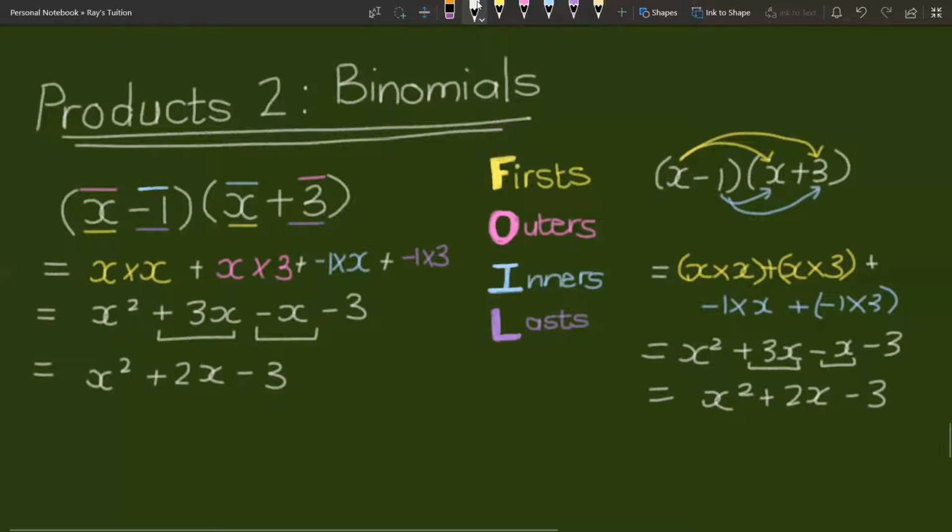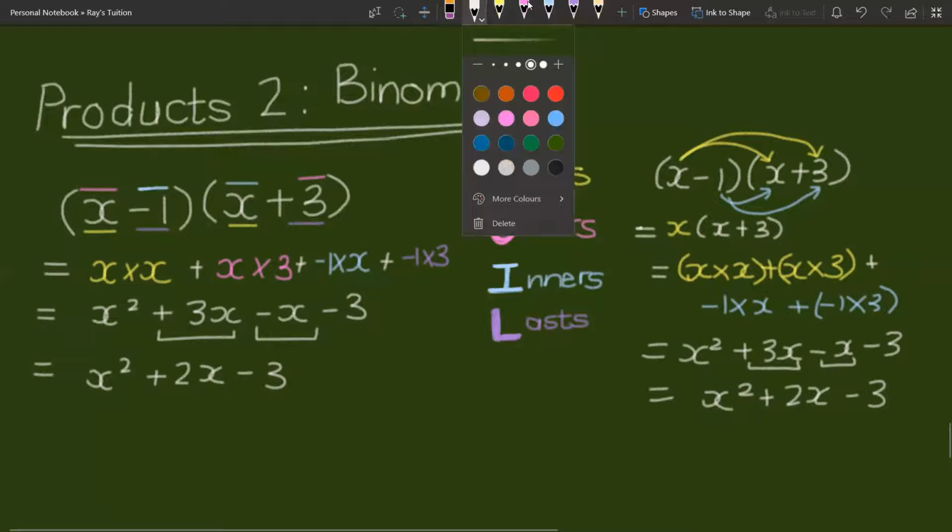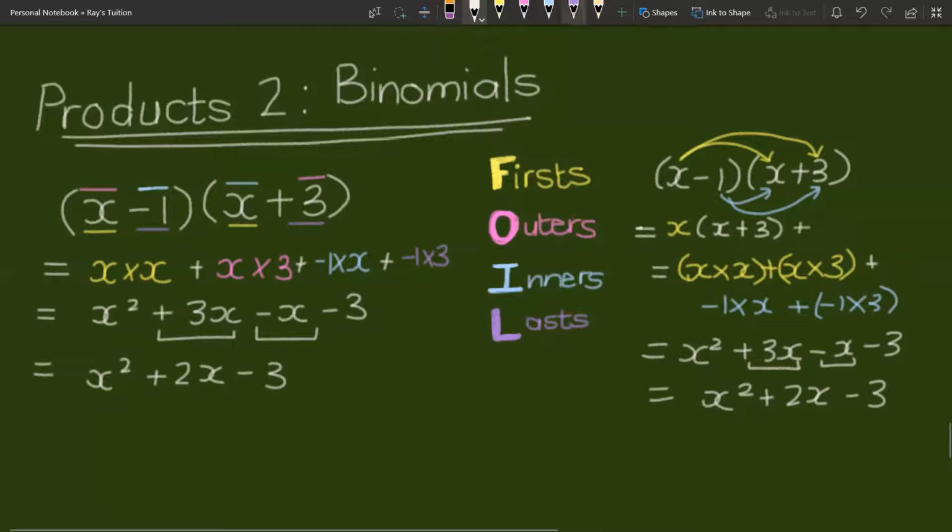So if you want to distribute the first term to both the terms in the second bracket and the second term to both the terms in the second bracket, you can do that also. Maybe if I write this out like this, one more step. So we're distributing the first term, which is x, to both terms in the second bracket, and then we are distributing the second term, which is -1, to both terms in the second bracket.